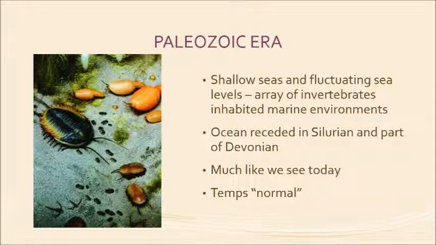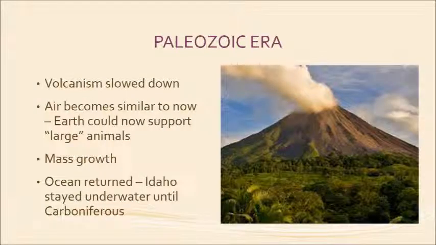A shallow sea covered parts of Idaho during most of the early Paleozoic, and a diverse assemblage of invertebrate animals inhabited the marine environments. The oceans receded during the Silurian and most of the Devonian, but then returned, and most of the state remained underwater during the Carboniferous and Permian.